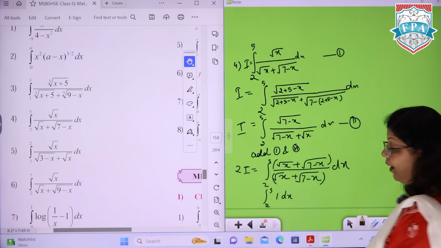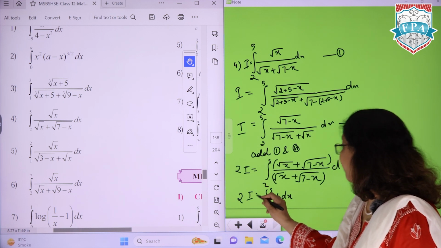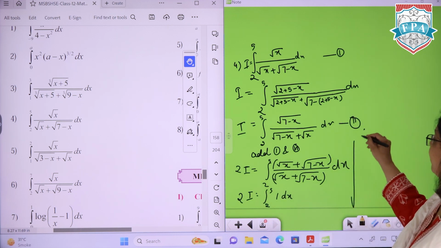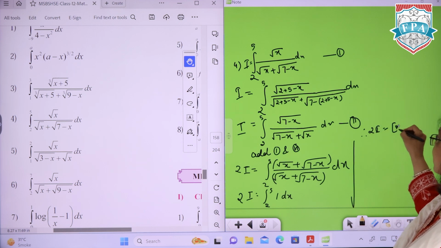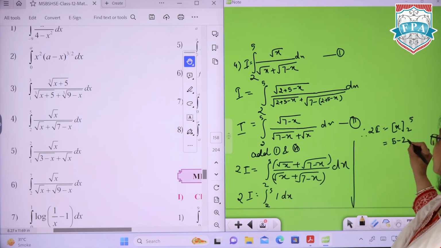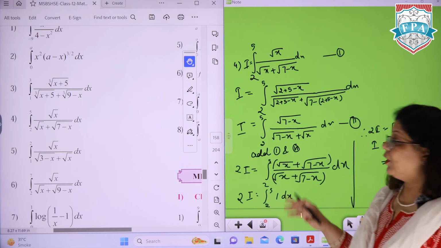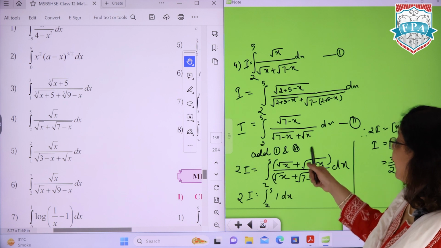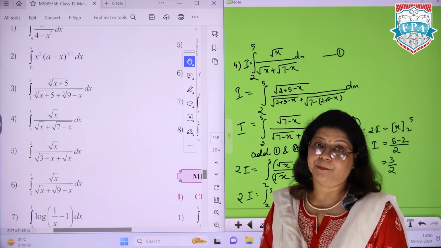But this is 2I. Remember, it's not I. So 2I is that, and therefore 2I is equal to x, and the answer will be 2 to 5 here, which is 5 minus 2. And I becomes 5 minus 2 by 2, which is 3 by 2. So this question seems difficult, but at the end, the question is solved in a very basic manner.